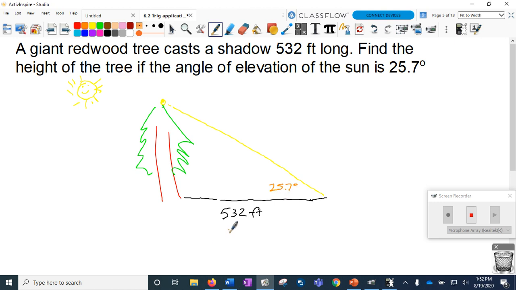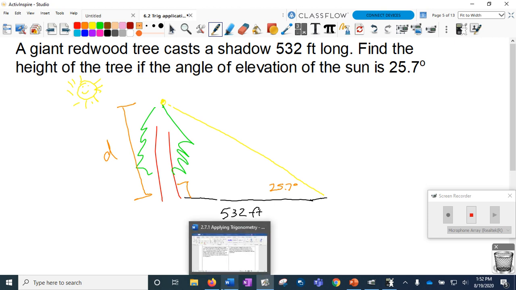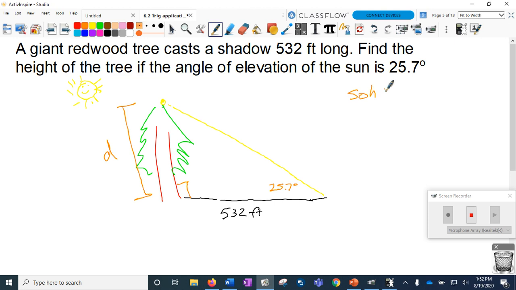We want to find the height of the tree. So we already know that's where the shadow is. Where's the height of the tree? Right here. This is the distance that we want to go find. And it's safe to assume that this is a right angle in order to do this. So again, trig magic word, SOHCAHTOA.